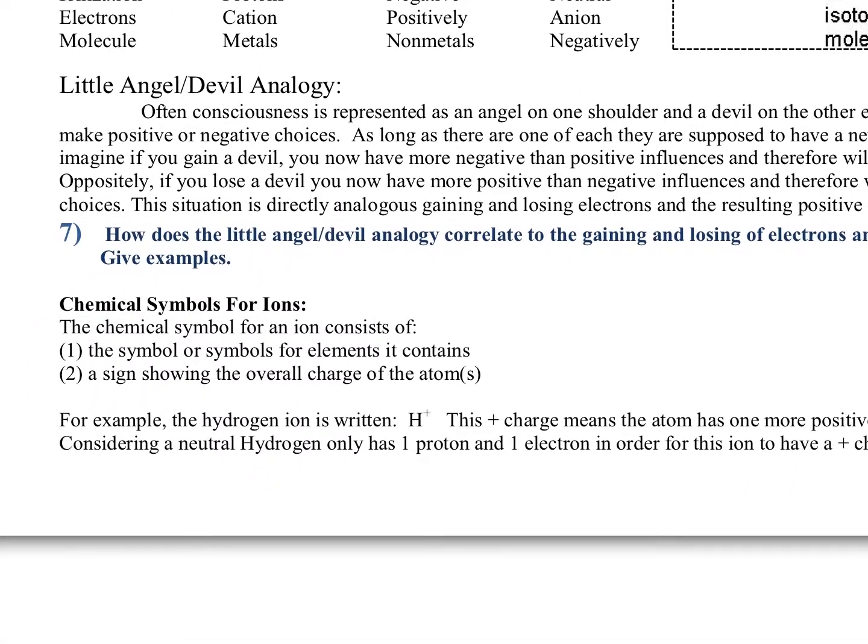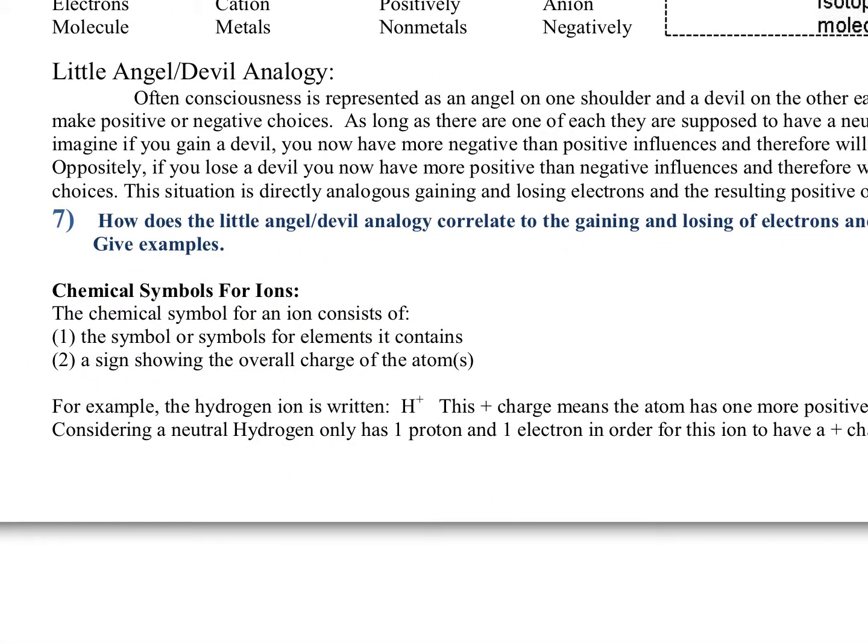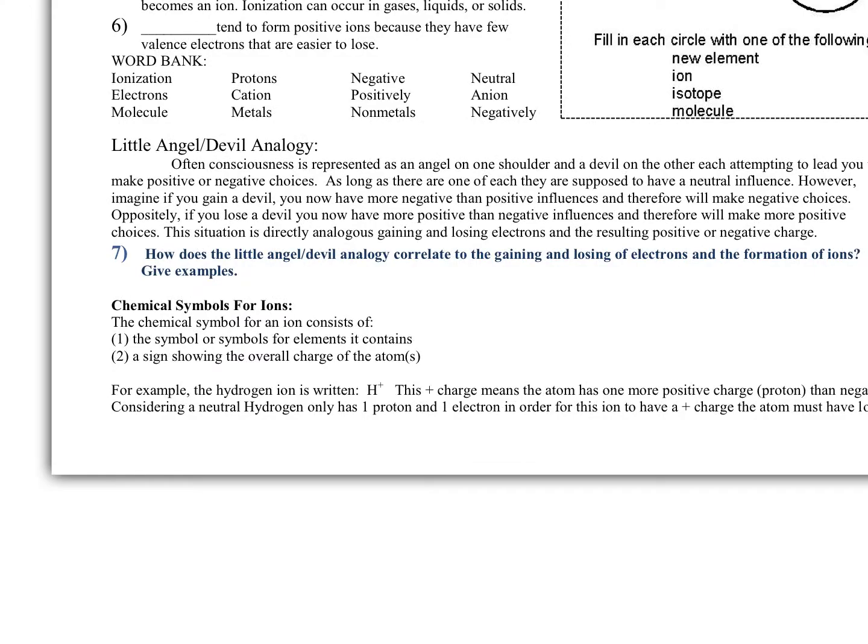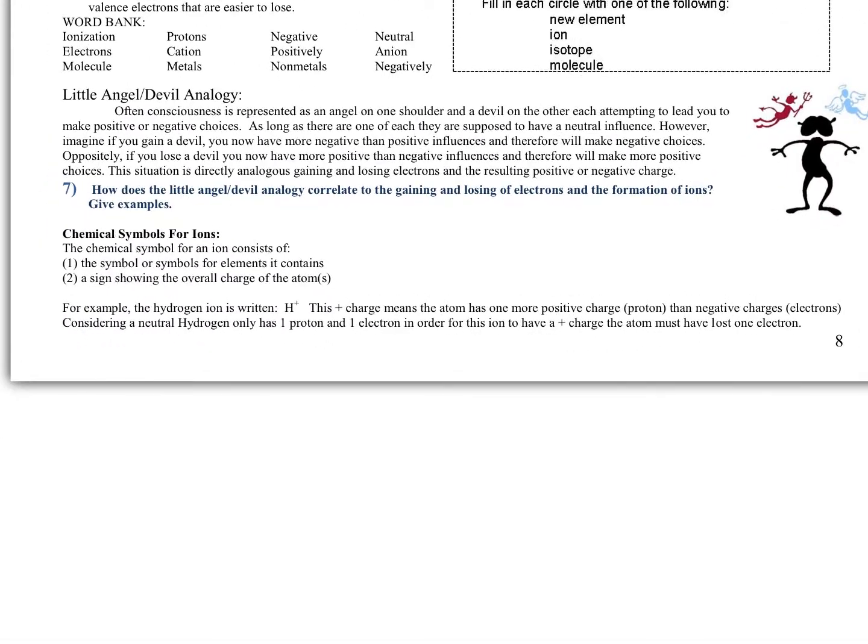So in the little devil, little angel analogy, think back to Emperor's New Groove. Emperor's New Groove has several references to this. Often consciousness is represented as an angel on one shoulder and a devil on the other, each attempting to lead you to make positive or negative choices. As long as there are one of each, they are supposed to have a neutral influence, and you end up making the decision on your own.